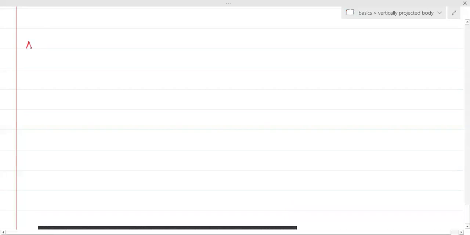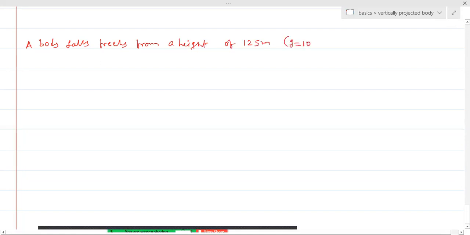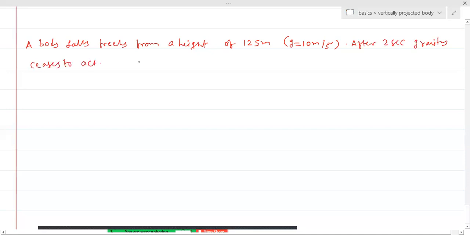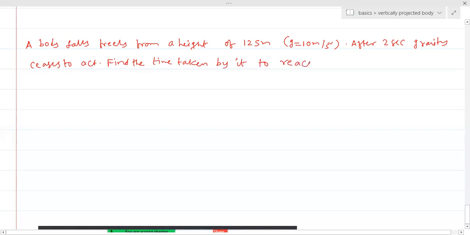Okay, so we are taking some examples over motion under gravity, that is freely falling and vertically projected body combined. Suppose a body falls freely from a height of 125 meters, where g equals 10 meter per second square. After 2 seconds, gravity ceases to act. Find the time taken by it to reach the ground.